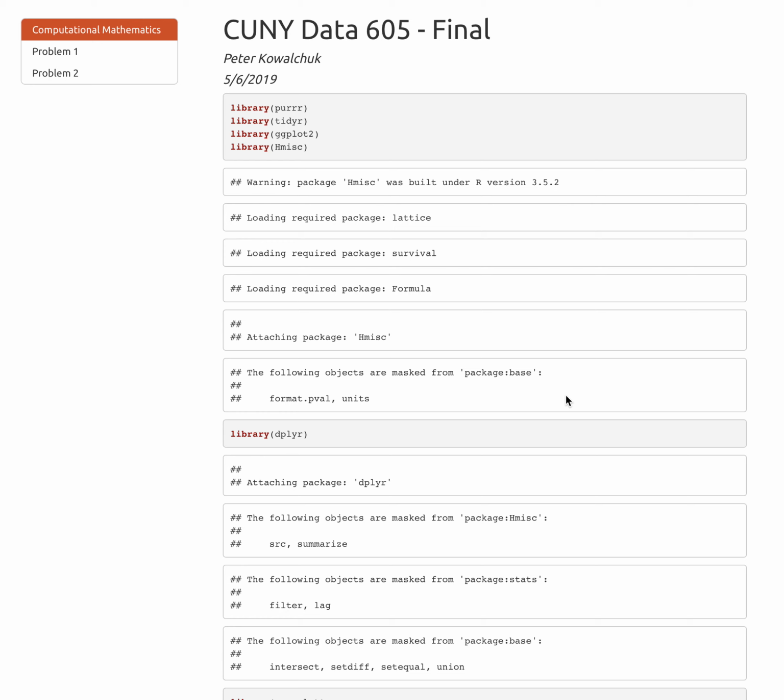Hi, I started Final Homework by loading a series of libraries that I used, mainly the tidyverse package, and a library for displaying tables, as well as a library to quickly display correlations. So, problem 1.